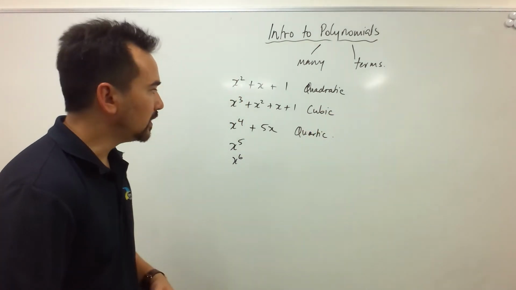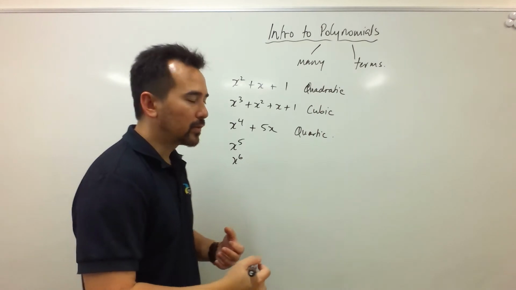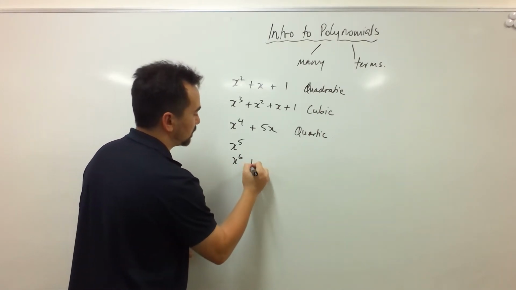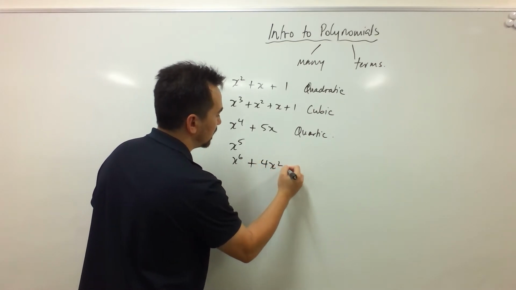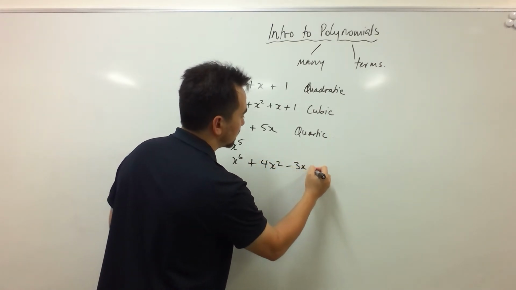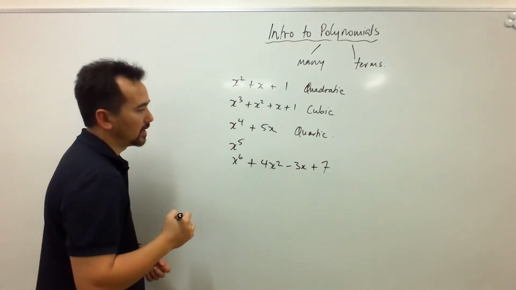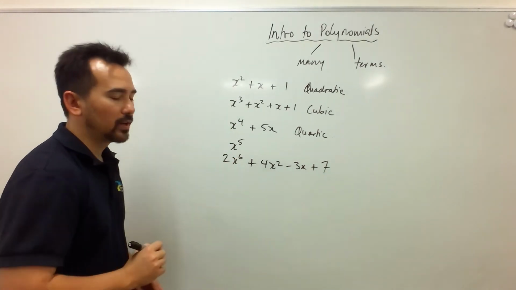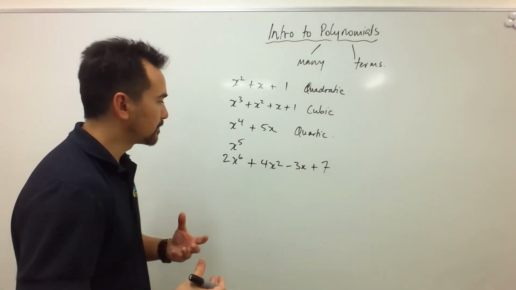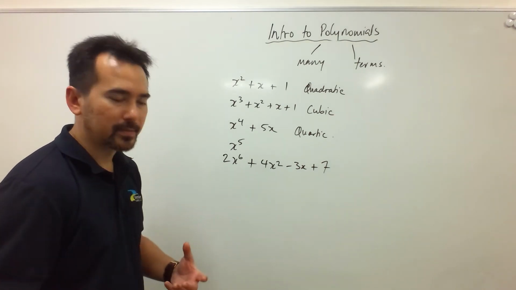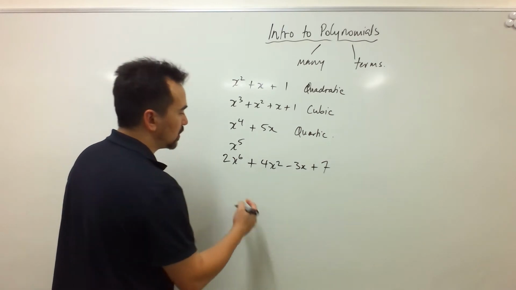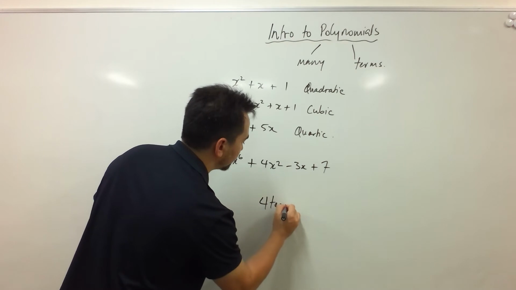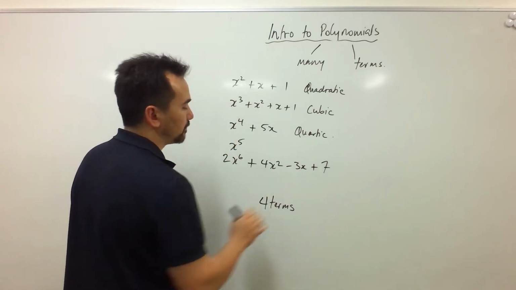Okay. Now, let's say we've got a polynomial x to the power 6 plus 4x squared minus 3x plus 7. And I'm actually going to put a 2 in here as well. All right, so let's give some terminology and some names to some of these things. So we have 1, 2, 3, 4 terms. So each of those is a term.